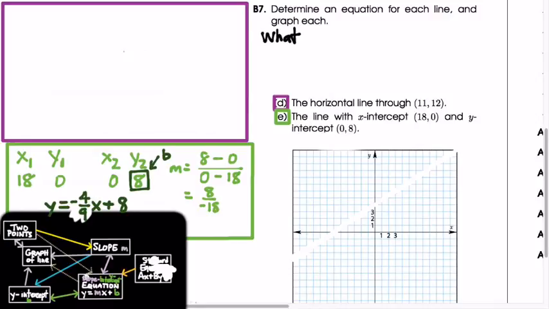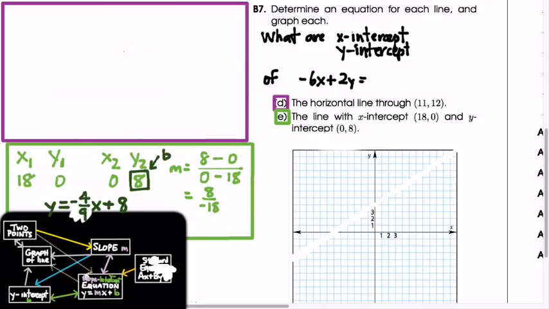So let's suppose that I had an equation, and I want to know what are the x-intercept and y-intercept of the following equation. I'm going to give it to you not in slope-intercept format, but instead in standard form. So negative 6x plus 2y equals 24. So given that equation in standard form, how am I going to go about finding the x-intercept, and how am I going to go about finding the y-intercept? What do you think? What might be a way to approach that?